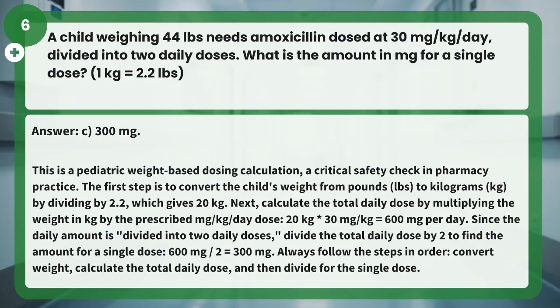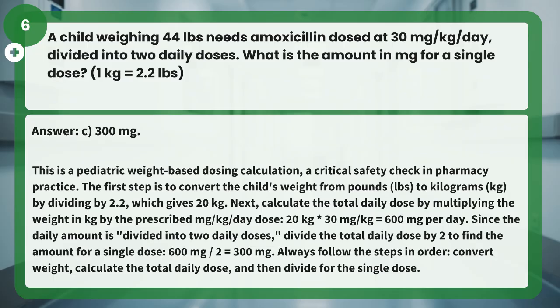Answer: C. 300 milligrams. This is a pediatric weight-based dosing calculation, a critical safety check in pharmacy practice. The first step is to convert the child's weight from pounds, lbs, to kilograms, kg, by dividing by 2.2, which gives 20 kilograms. Next, calculate the total daily dose by multiplying the weight in kg by the prescribed mg/kg/day dose. 20 kilograms * 30 milligrams per kilogram equals 600 milligrams per day.